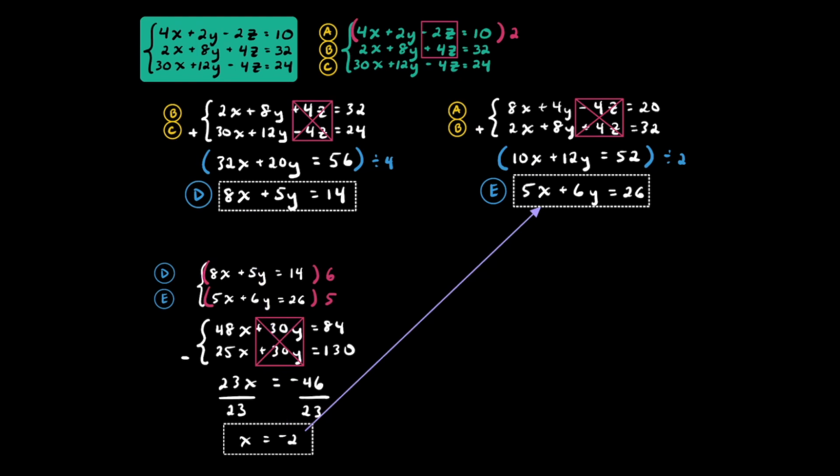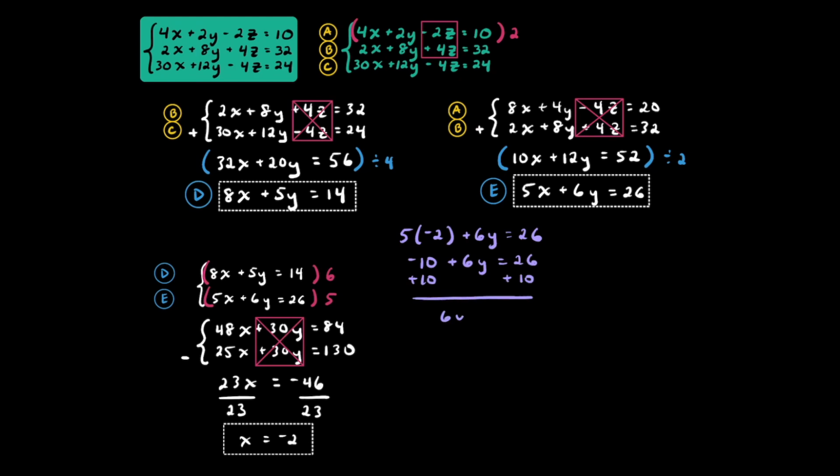I'm going to go with equation E. Substituting into E, we're going to get 5 times negative 2 plus 6y is going to equal 26. 5 times negative 2 is negative 10, so we have negative 10 plus 6y is equal to 26. If we add 10 to both sides here, we're going to get 6y is equal to 36, and divide both sides by 6, we're going to get y is equal to 6.